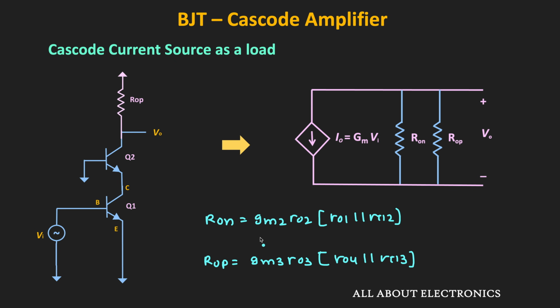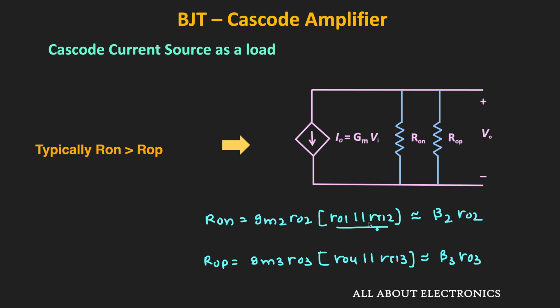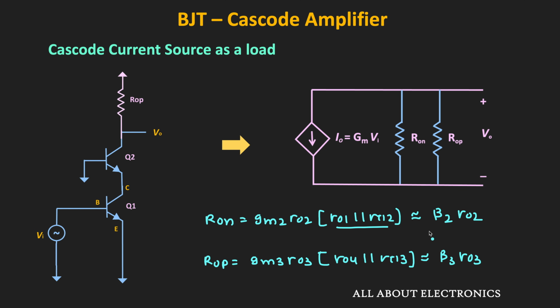So the maximum value of the RON is approximately equal to beta 2 times R02, because if this R01 is much greater than r pi 2, then this term is approximately equal to r pi 2, and then this gm2 times r pi 2 is equal to beta 2. So the maximum value of the RON is equal to beta 2 times R02, and likewise the maximum value of the ROP is equal to beta 3 times R03. So here typically this RON is more than the ROP, but for a moment let's assume that both are equal. That means this RON is same as the ROP.